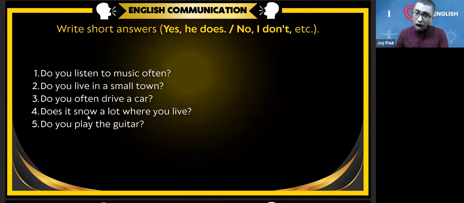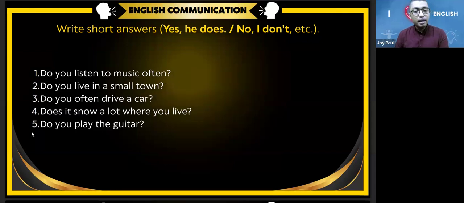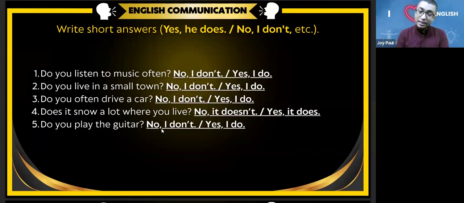Great. If someone asks you, does it snow a lot where you live? What should be your answer? You can say, no, it doesn't, or yes, it does. Next, if someone asks you, do you play the guitar? You can say yes or no. No, I don't. Yes, I do.